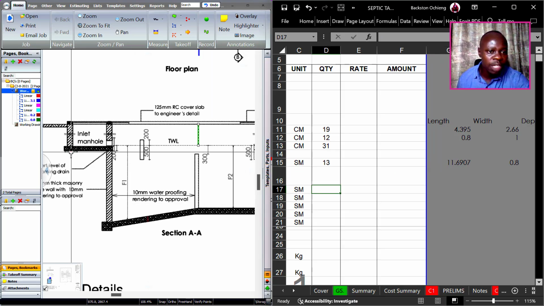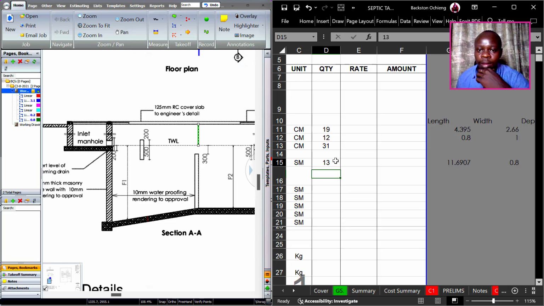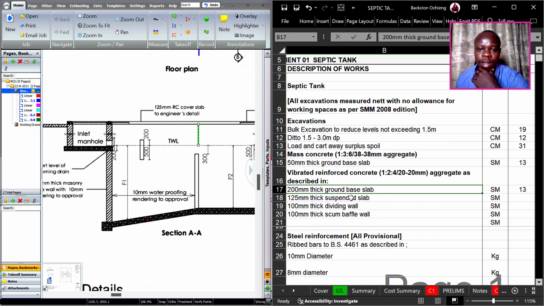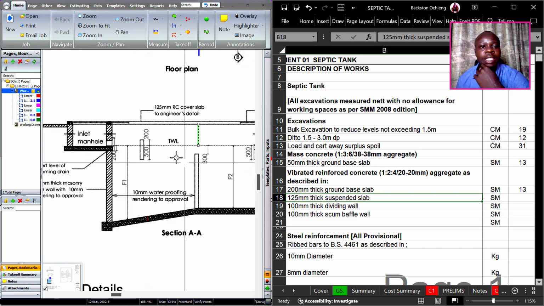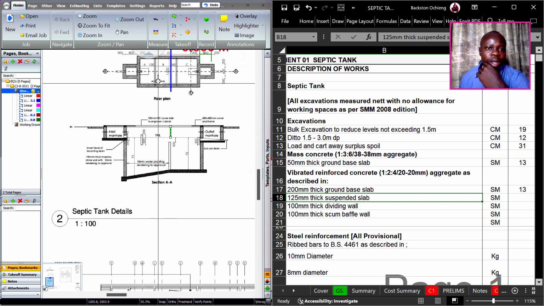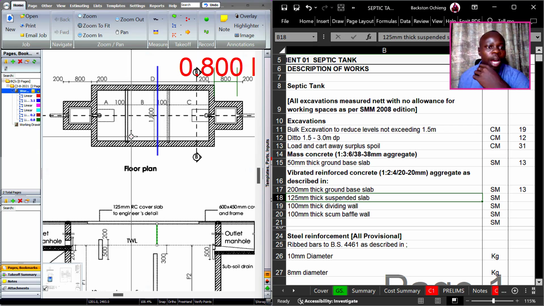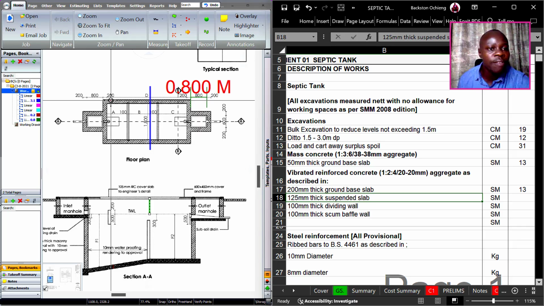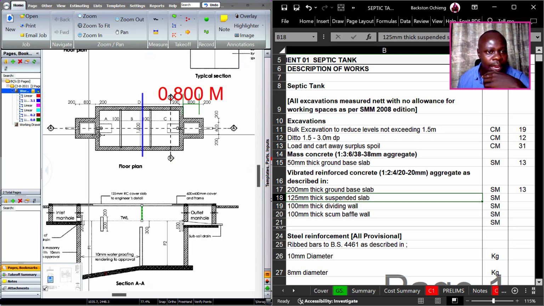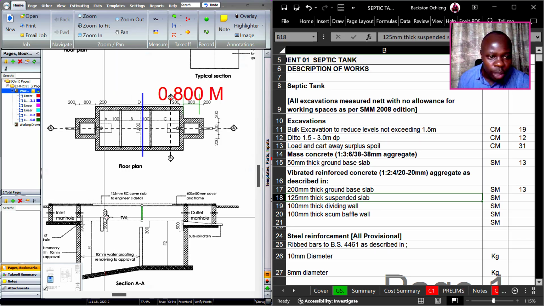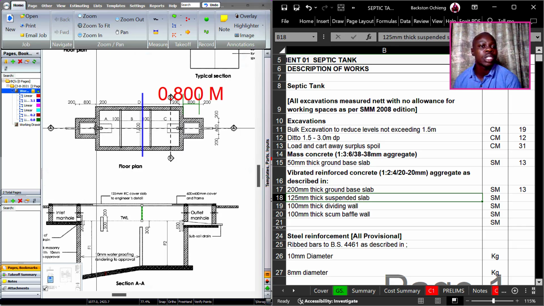But then the same applies for the manhole. So the addition we had calculated for the blinding is going to remain the same as 13 square meters. Then the next is the 125 millimeters thick suspended slab, which you can see here. So this is the floor plan, but what we need is the area for the septic tank cover slab, the entire of it. Looking at these, the manholes are going to be considered under covers.